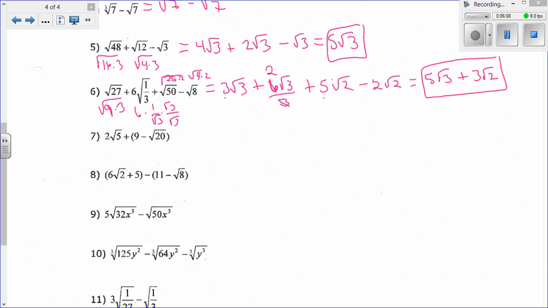For number 7, I don't have to simplify 2 radical 5 because it's already simplified. I don't have to do anything with the 9, but 20 breaks down to 4 times 5. So it will be 2 radical 5 plus 9. Square root of 4 is 2, so minus 2, and then the 5 stays under the radical. So I have a positive 2 radical 5 and a negative 2 radical 5, which cancel each other out, so my answer is simply 9.